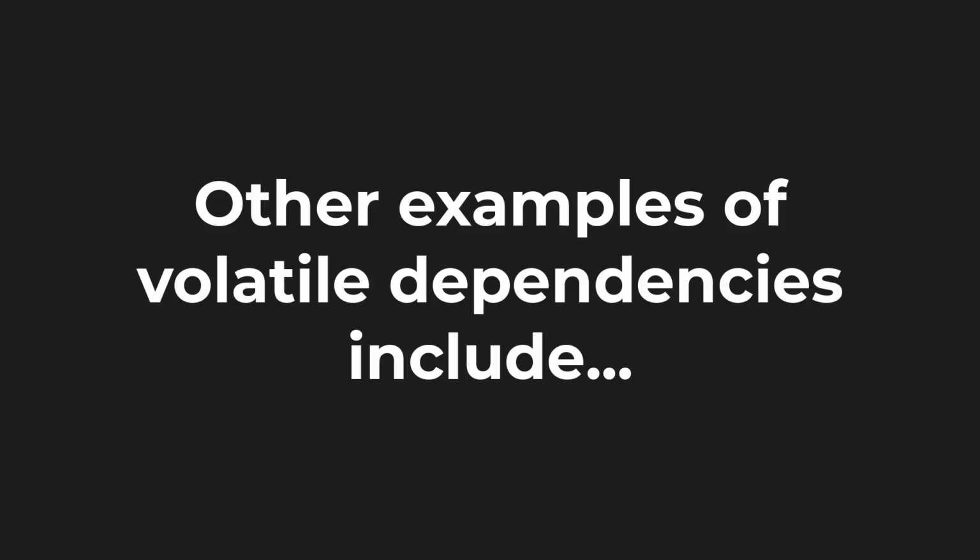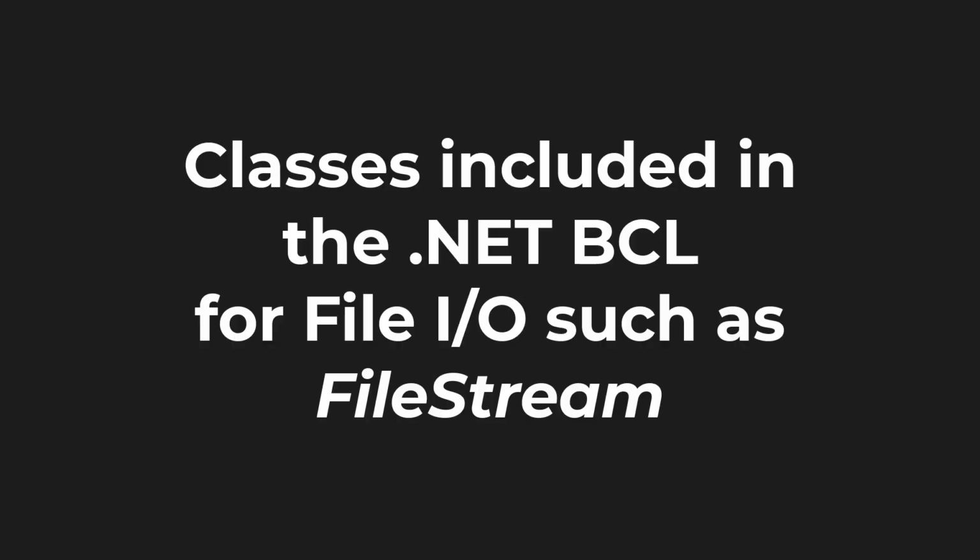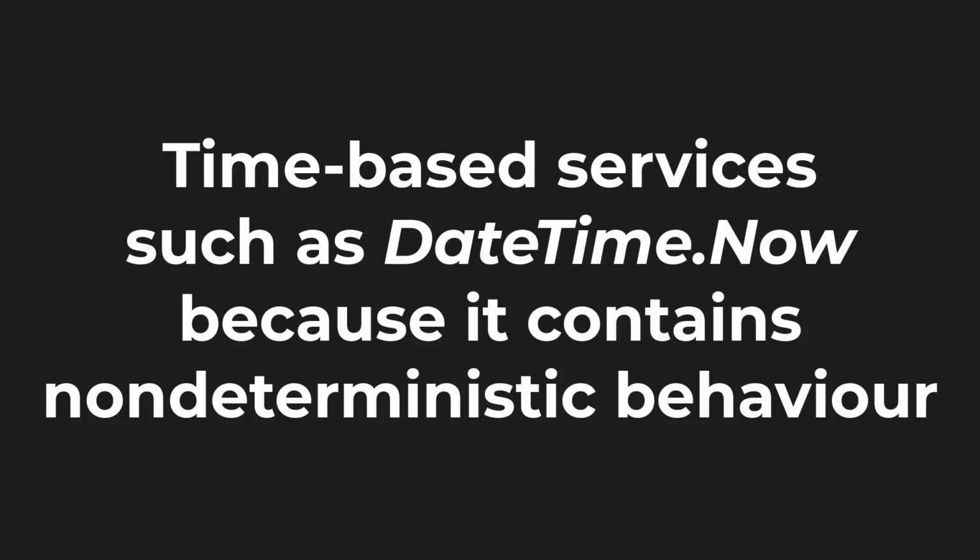Other examples of volatile dependencies include classes included in the .NET base class library for file input-output such as FileStream, web services, and time-based services such as DateTime.Now because it contains non-deterministic behavior.